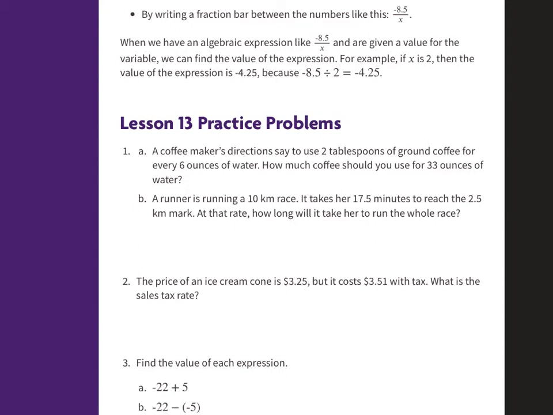All right, question number 1. A coffee maker's directions say to use 2 tablespoons of ground coffee for every 6 ounces of water. How much coffee should you use for 33 ounces of water?